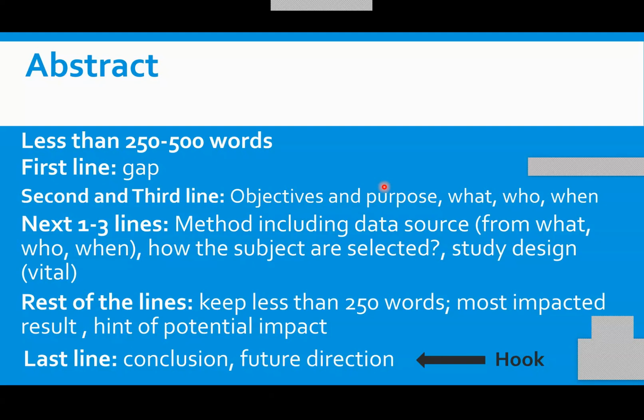Because you're discussing. You are not giving a fact. You're discussing. You might be wrong. So here you can put a hook. But if you put the hook in the abstract, then there's a problem. So when I do peer review and I see a hook in the abstract, I reject the article right away.